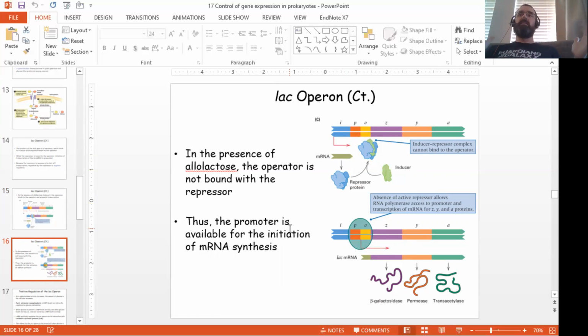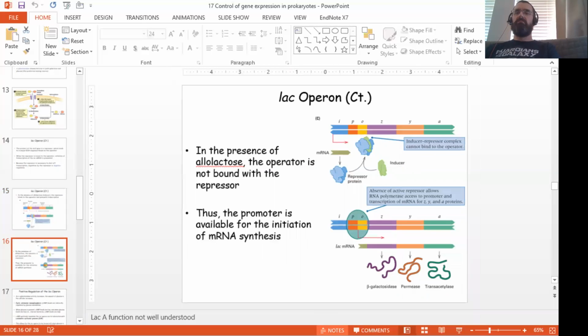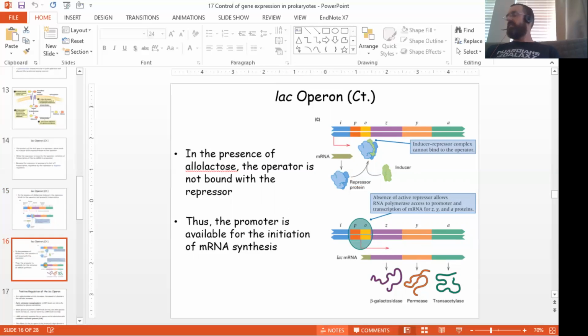So this is the big switch. I can't remember what the fold change is. Don't have it down there. It's in the several hundreds of fold change in transcription as a result of the presence of lactose, right? So this is a big on-off switch.